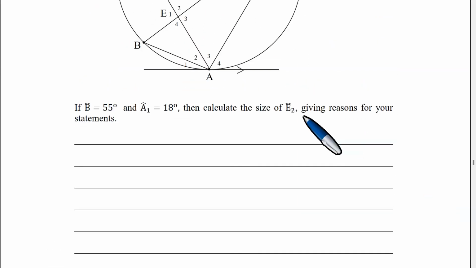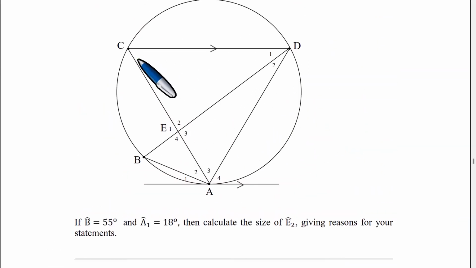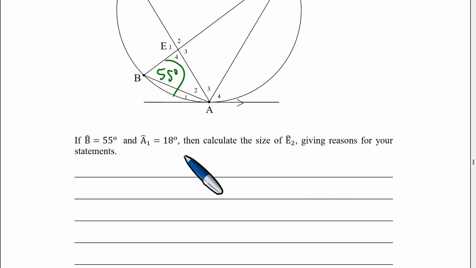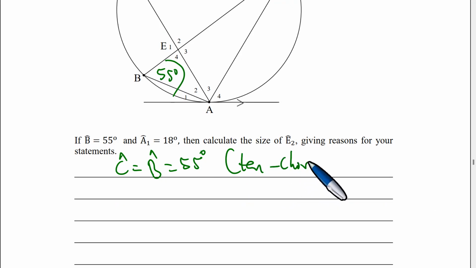So first things first, we can see that angle C is equal to angle B because you're told that angle B is 55 degrees. These are angles in the same segment. So this is also 55 degrees. So that is the first thing we state, that angle C is equal to angle B, which is 55 degrees. Why is this the case? It is the tan-chord theorem.